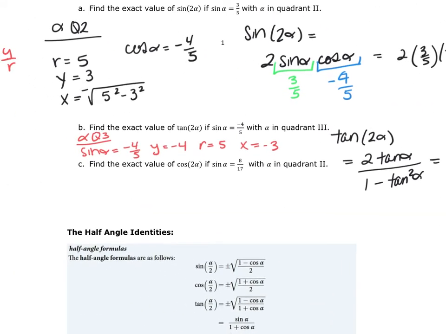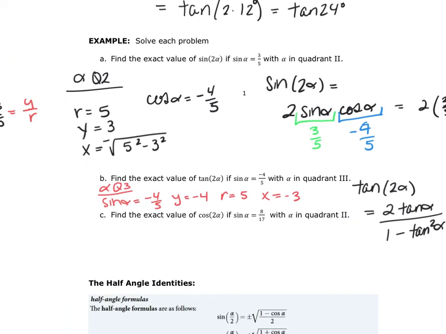Now let's take a look at my last example here. We want to find the cosine of 2 alpha. Now I don't have to do any work, and the reason I don't have to do any work is because I have several choices for the cosine of 2 alpha. The first one is the cosine squared alpha minus the sine squared of alpha. If I use that one, then I need both the cosine and the sine. I'm not going to use that one.